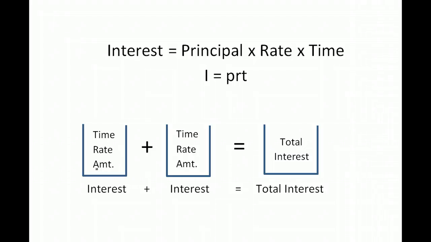In the bottom of each bucket, we're going to put the amount of money that we have in that account. In the middle, we're going to put the rate, and on the top, we're going to put the time. Most problems will have the time as the annual interest, which means it will be 1 year. But if it's something other than that, we need to put it in our bucket. So let's take a look at our first problem.